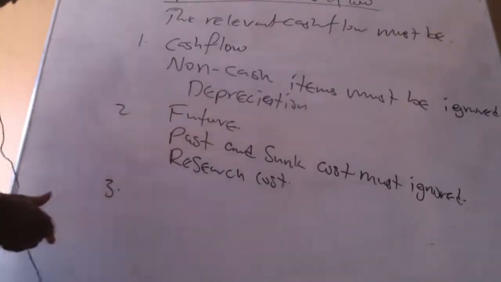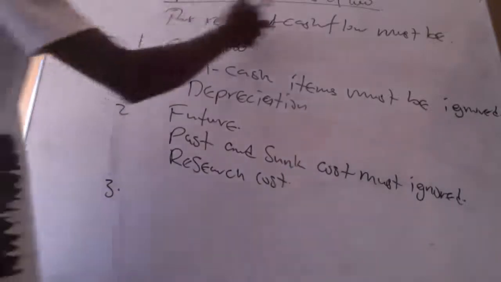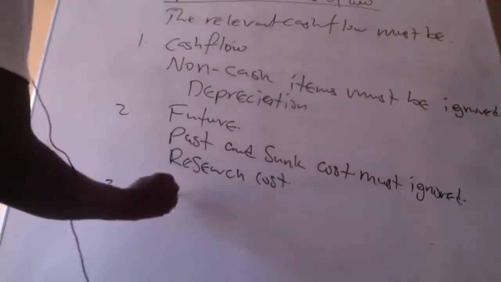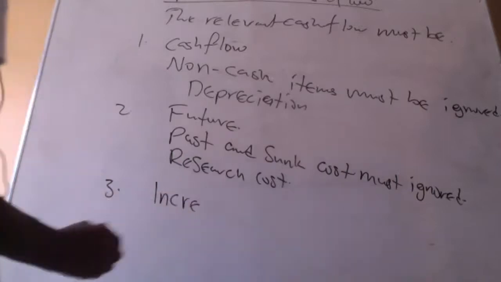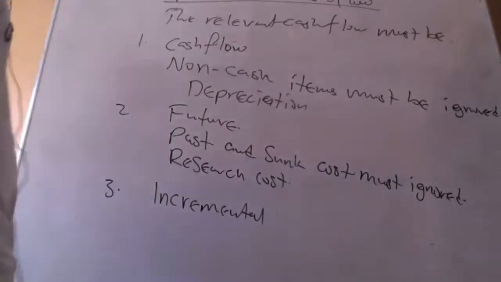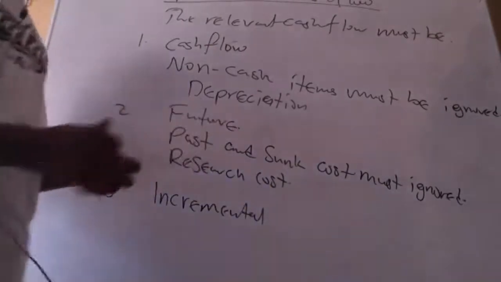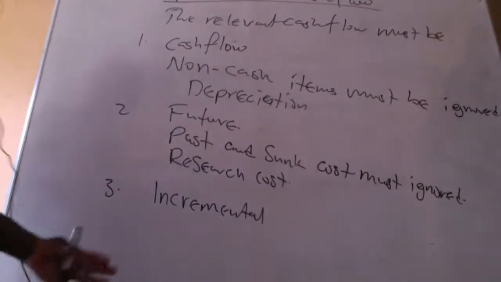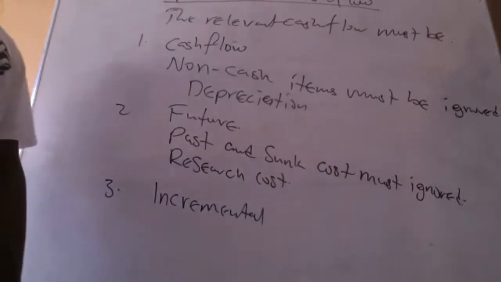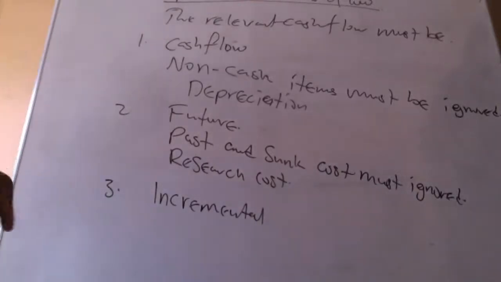The last one, the relevant cash flow must be incremental. Must be what? Incremental. Must be incremental or incidental, or directly related to what? The project. So that's the incremental. It must be incremental in the sense that it must be directly, solely traceable to what? That project. Good. So it must be incremental to the project.